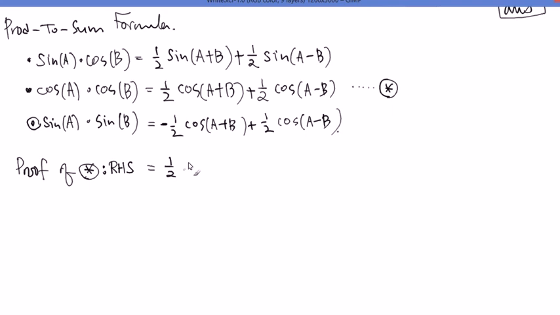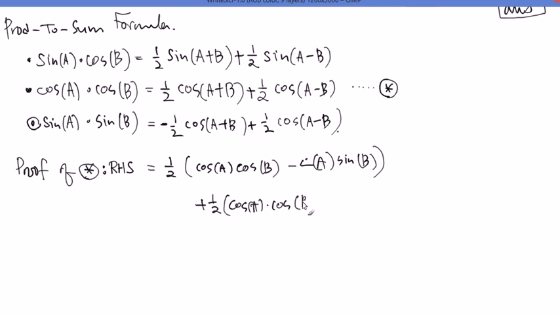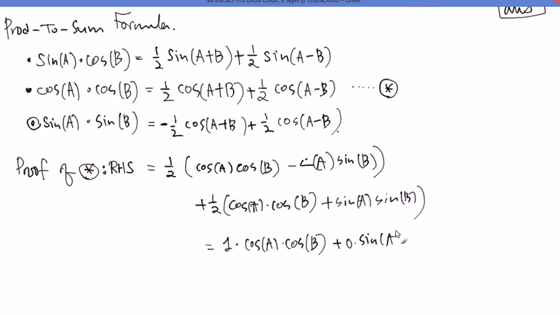What's right hand side? 1/2 of cosine of a plus b, right? What's cosine of a plus b? Cosine a cosine b minus sine a sine b, right? And there's one more term, plus 1/2 cosine a minus b. What's cosine a minus b? Cosine a cosine b, plus sine a sine b, right? Now you see there's two copies of half of cosine a cosine b. So there's one copy of cosine a cosine b. This one has an opposite sign: negative 1/2 sine a sine b, positive 1/2 sine a sine b. Therefore, it's 0 times sine a sine b, right?